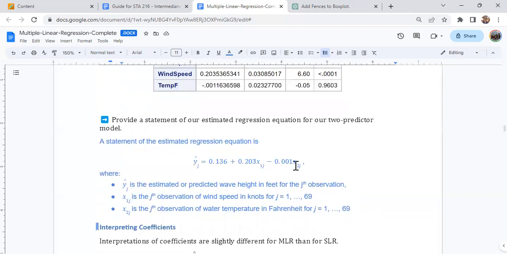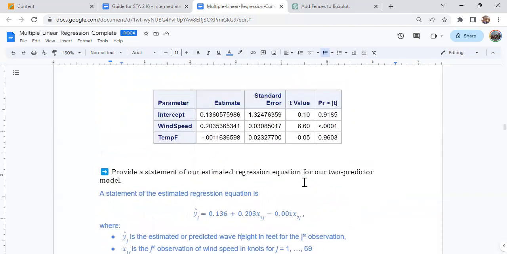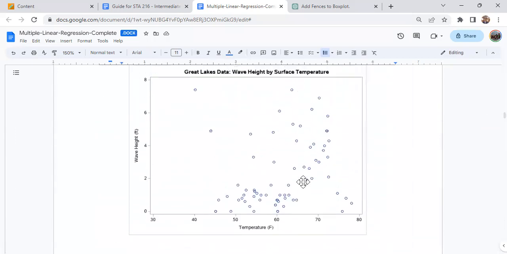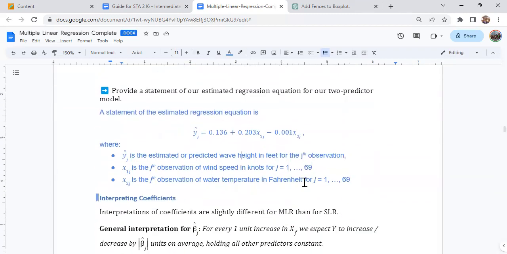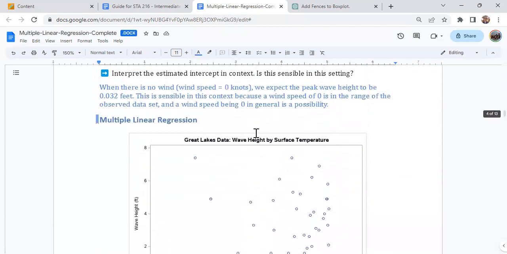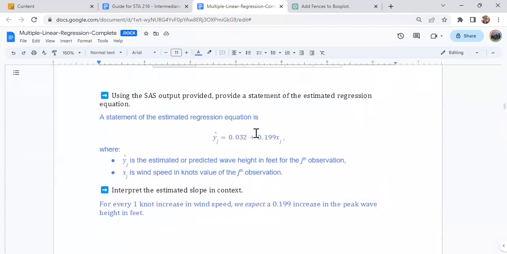Any questions about how we wrote all that out? Okay. So I guess before we go back up and write the assumed regression equation, what do we notice about the slope for wind speed in this model compared to the simple linear regression model? It's a little bit higher, but very similar, right? But it's not exactly the same.